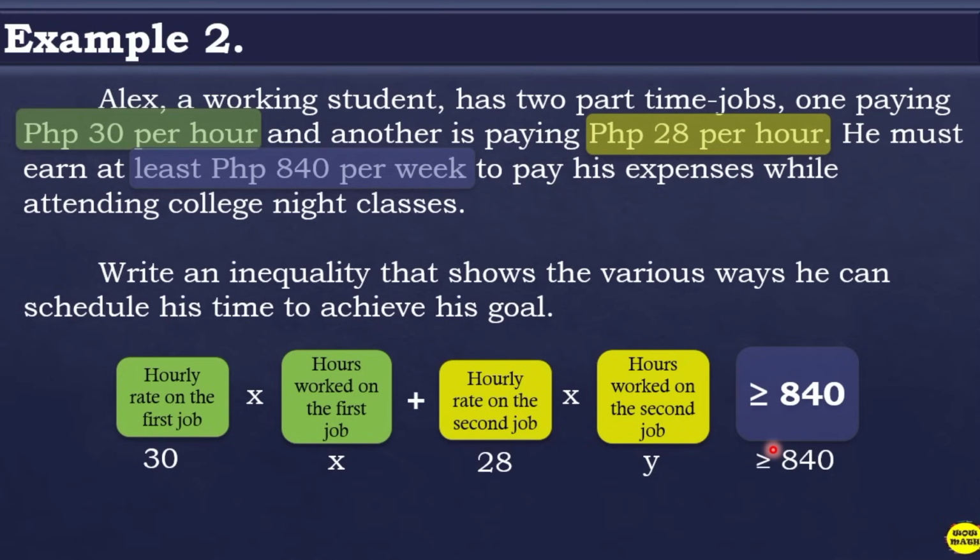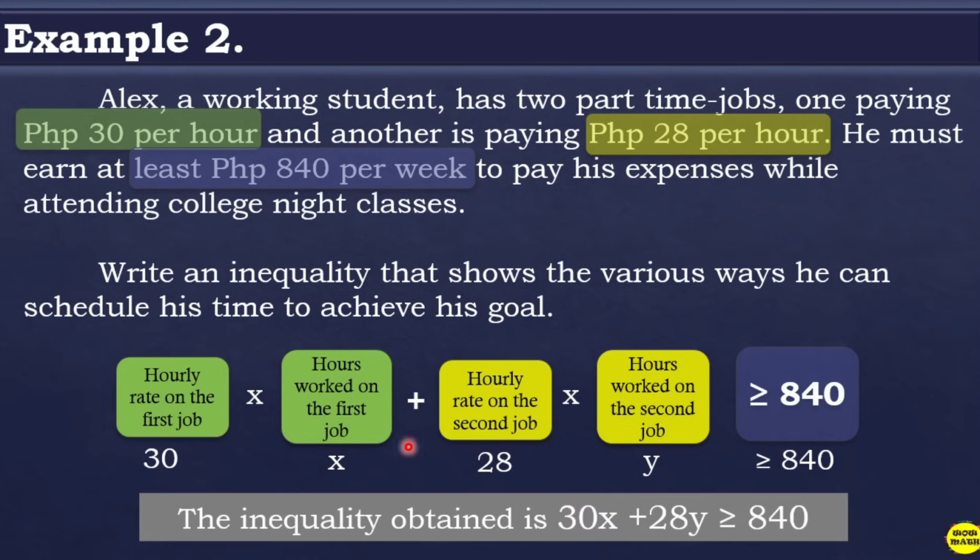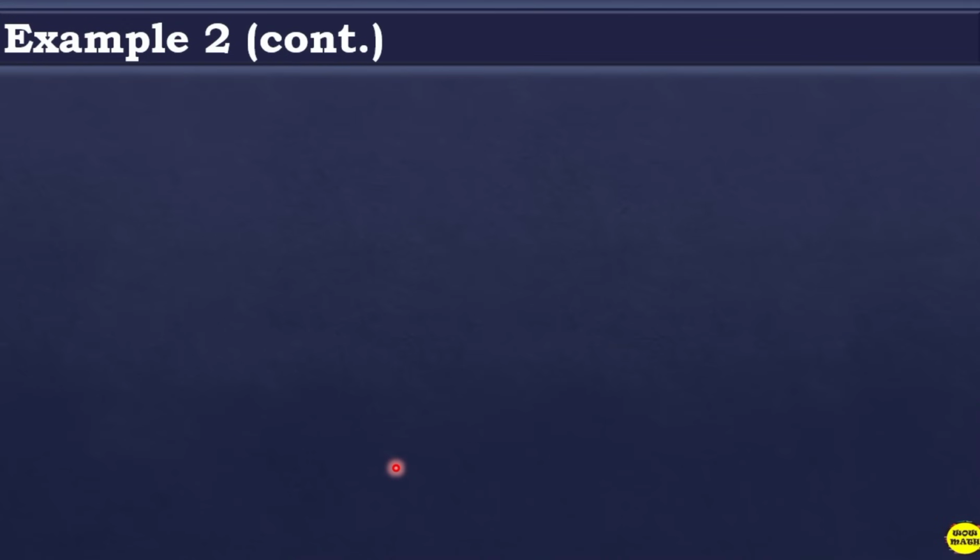Now, so therefore, write an inequality that shows the various ways. So, ang gagawin natin, dapat ma-identify muna natin kung ano yung inequality para makuha natin yung various ways. Okay? So, therefore, given this pattern, ito yung ating representation, so what will be our inequality? So, copy lang natin. 30x plus 28y is greater than or equal to 840. Okay, so this will be our inequality. Okay, so dapat sa inequality pa lang tama po ang pag-represent natin dito. Okay, so let's proceed to the questions.